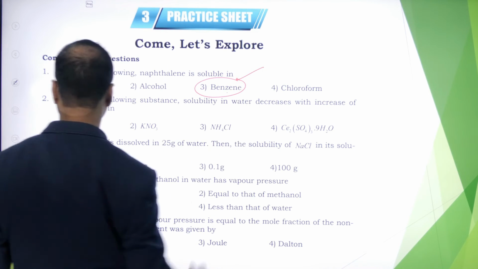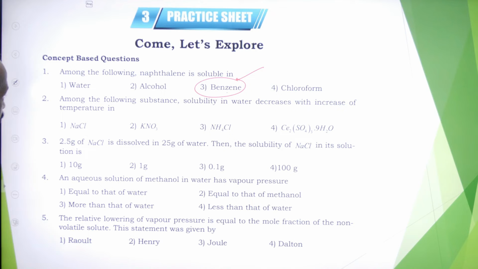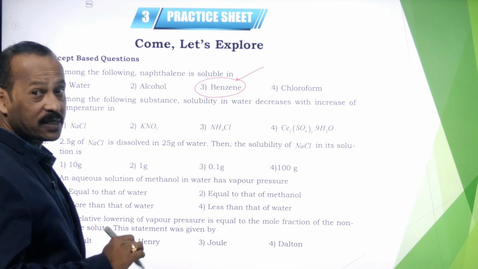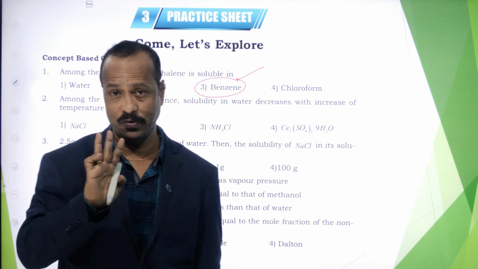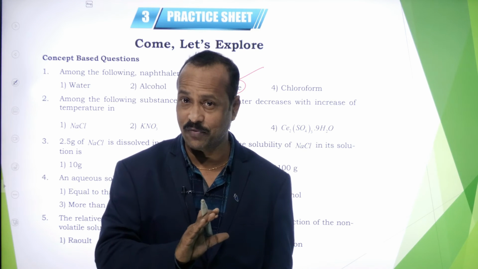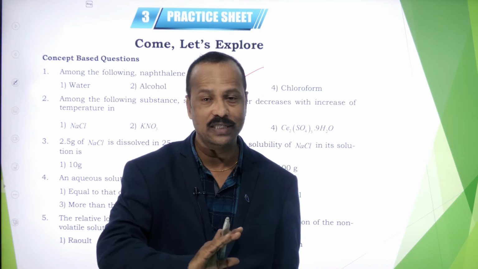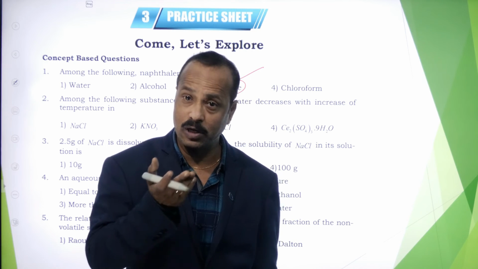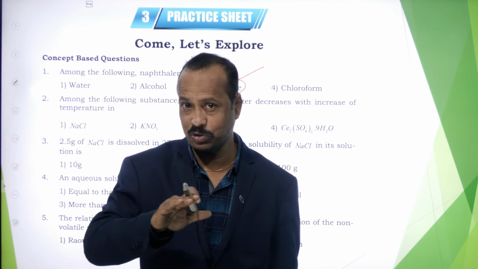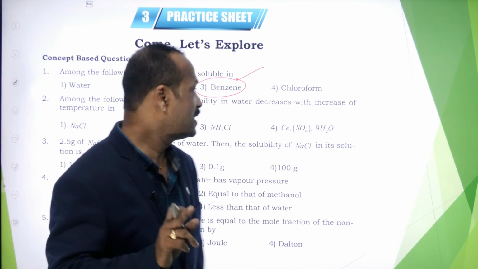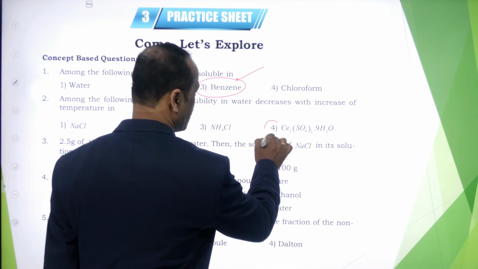This is the right answer. Now the next one: among the following substances, solubility in water decreases with increase in temperature. We discussed three types. The temperature also affects solubility: as the temperature increases, for some solutions the solubility increases, for some it remains constant, and for some it decreases. For example, cerous sulfate. So the answer is 4.